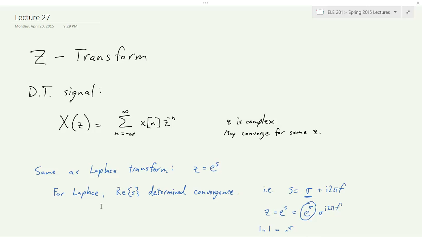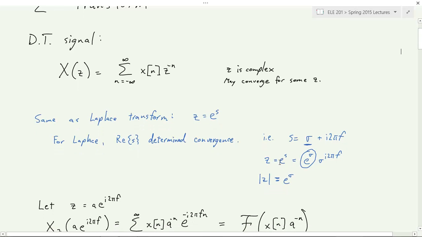For the Laplace transform, we saw that the real part of S is what determined if it was going to converge, because the real part of S had to do with the real exponential that shaped your signal. So for example, if you were thinking of S as a real part sigma and an imaginary part, which we'll call i2 pi f, then it was sigma that determined if it converged, because really it was e to the sigma t that was multiplied by your signal, and then essentially a Fourier transform. If you don't remember those steps from last time, that's okay. We'll do them again right here.